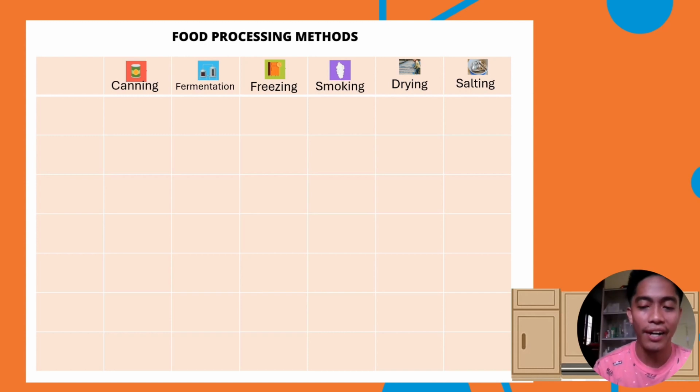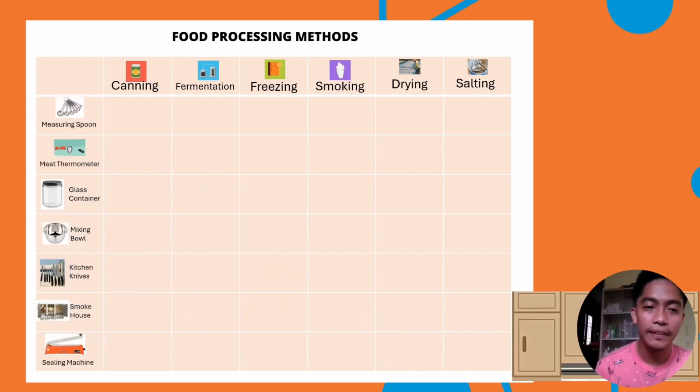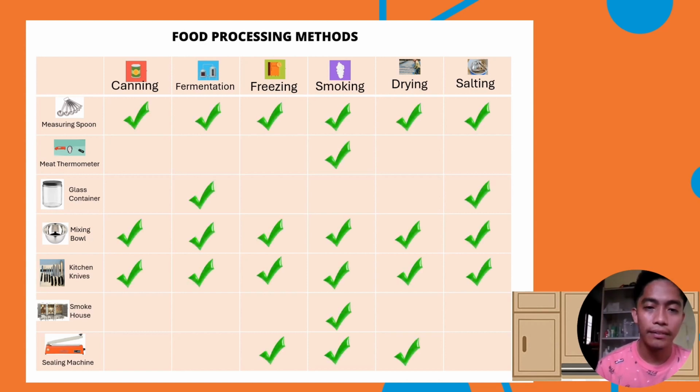I have here the chart and a cabinet full of tools, equipment, utensils, and even machines that can be used in different methods of food processing. I need a volunteer from the class who wants to understand the features of the materials. And then once you're done, let's classify. I want you to classify them according to their method by marking a check on the grid lines. Okay, so let's check your output.